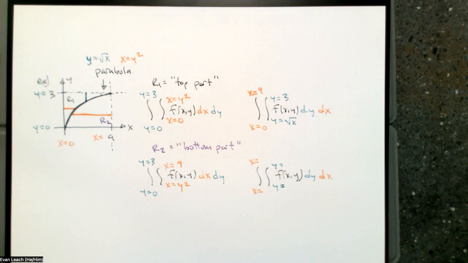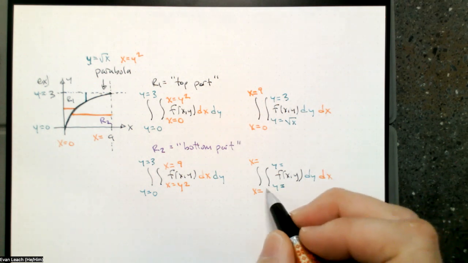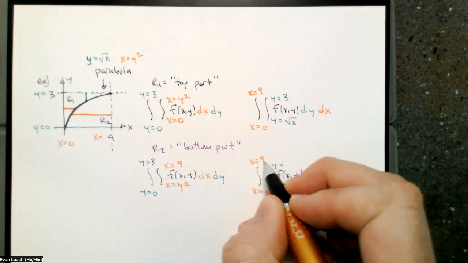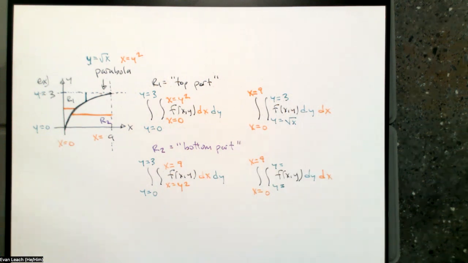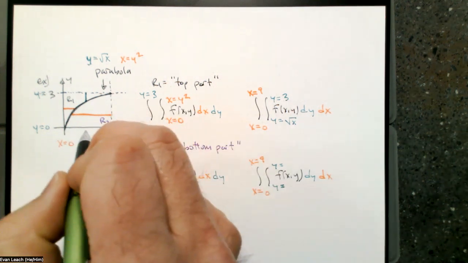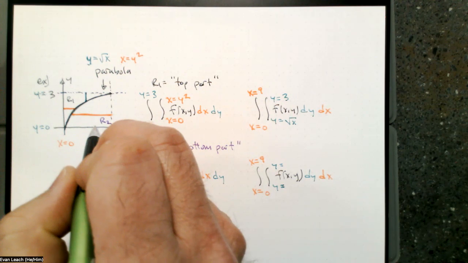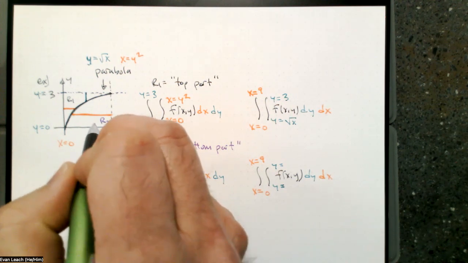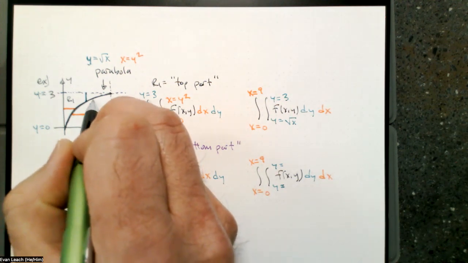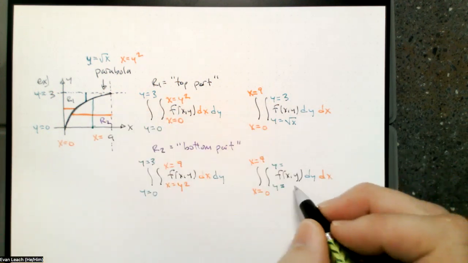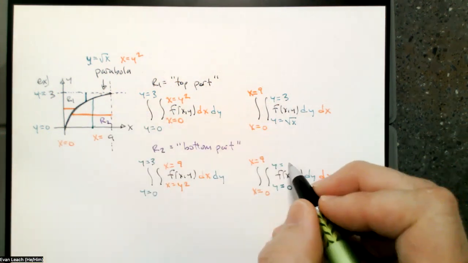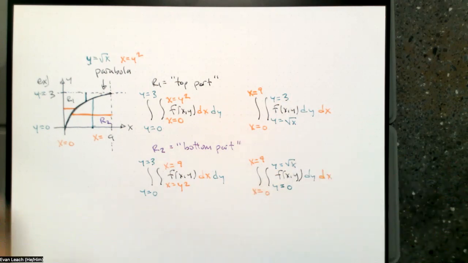Then for the dy dx double integral for R2, the bottom part, now x is the constant, so we just go from 0 to 9. Then we pick a typical value of x and ask, what's y between? Here's a typical value of x, and I draw a segment in R2 starting at 0, and y ends at the parabola. So y starts at 0 and ends at the parabola. I have to describe the parabola with y equals, because we're saying what's y between.